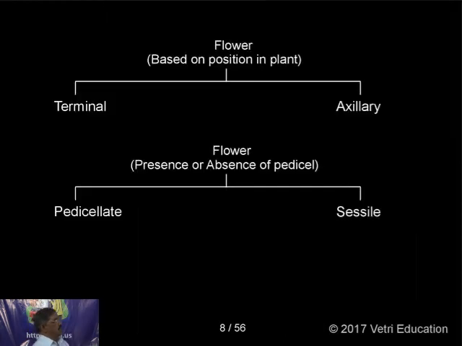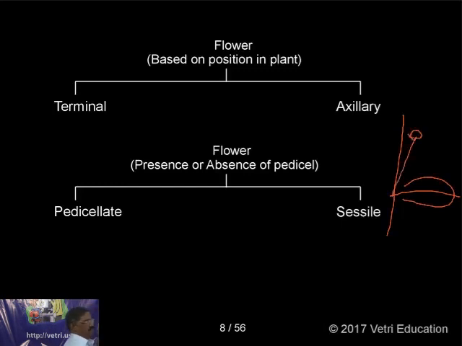So now let us see the position of the flower. Based on the position, a flower may develop at the terminal, that is called terminal bud. The terminal bud may be modified into a flower, at the terminal of the main stem or at the lateral branches, that is called terminal position. If a flower develops from the axil of the leaf, that is called an axillary flower. And a flower having a pedicel is a pedicellate flower, with no pedicel, a sessile flower.